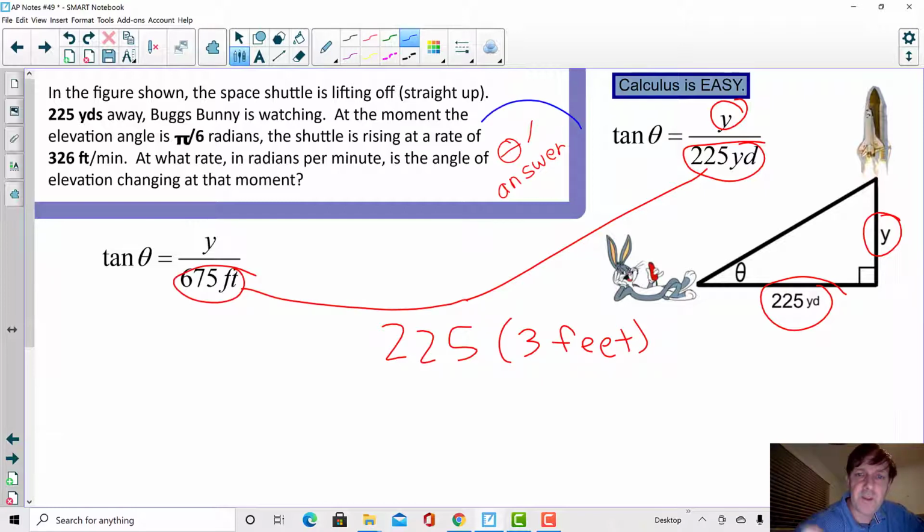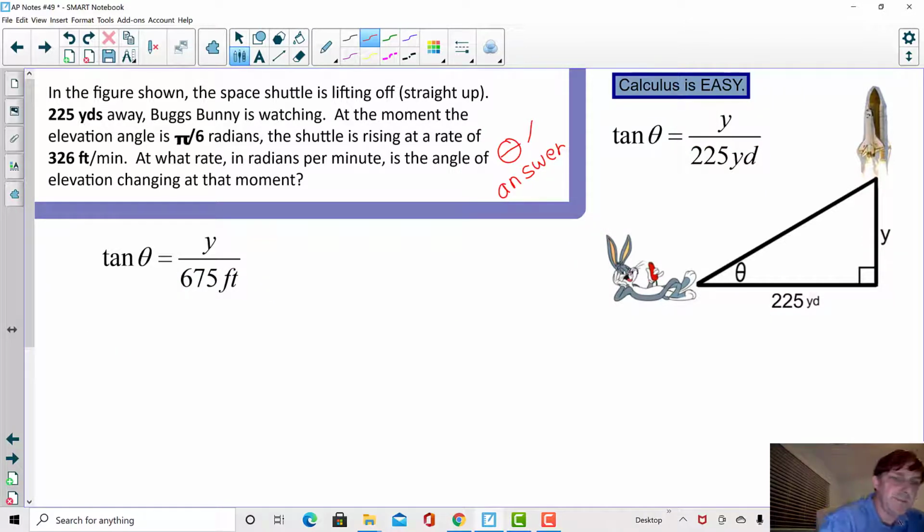And again, our final answer is going to be theta prime. So we want to do the derivative of this, and that should give us our theta prime. Okay, the derivative of tangent is going to be secant squared, but we're doing d dt, and this is not a t. So we're going to have to do the chain rule. We're going to have to do the derivative of theta with respect to time. That's also a theta prime, but you can write it as d theta dt if you want to.